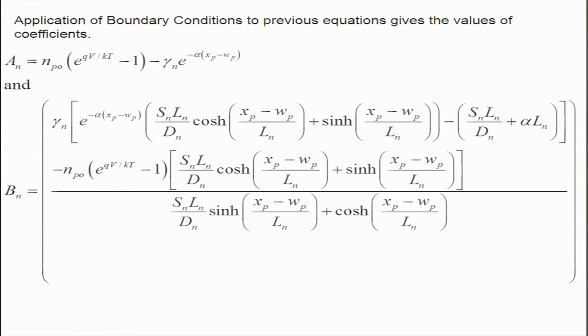So when you apply boundary conditions to these equations to find the value of the coefficients, we have this value for An, which is, for the electrons, Np naught into exponential of Qv by Kt minus 1, minus gamma N exponential of minus alpha xp minus Wp. Similarly, you have a term for Bn. It's a fairly complex looking term, but if you look at it carefully, you have a term which is dependent upon the bias, which is here, but there are other terms where the bias does not come into the picture. So there is only one term which is bias dependent.